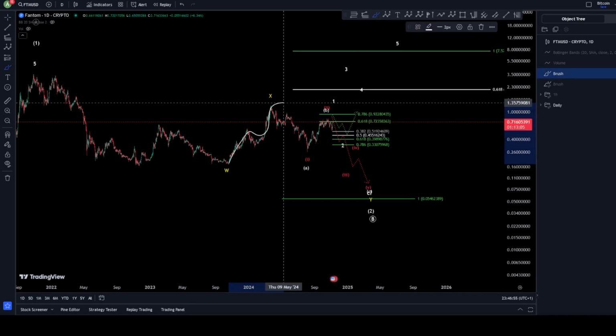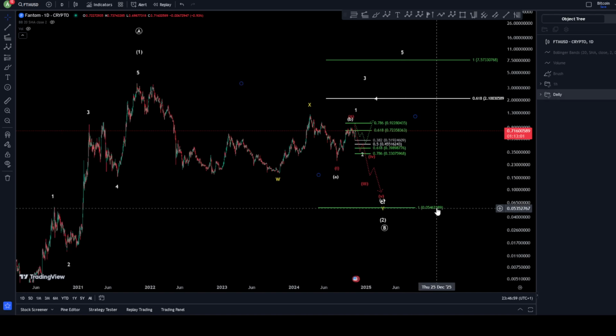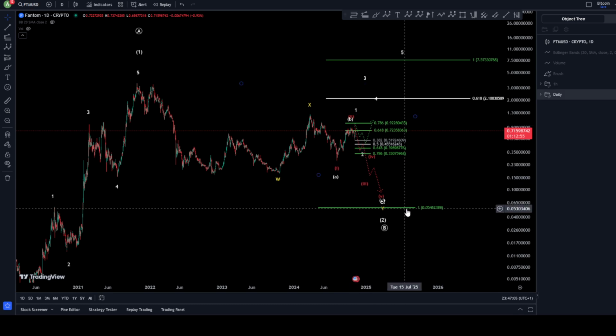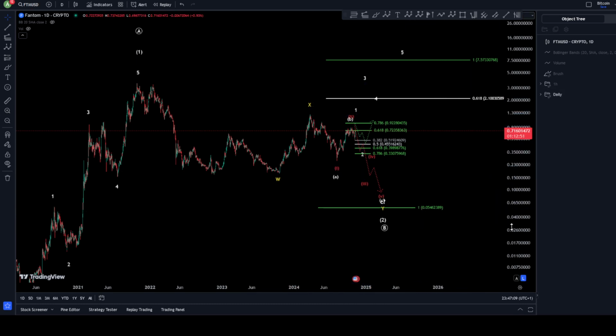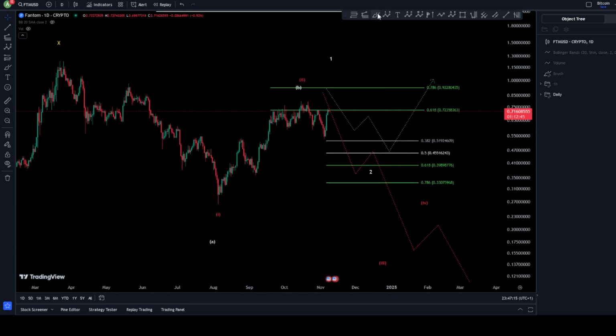And of course, we have an X, and this wave Y can reach your 1-to-1 fib level, taken from the top to the low of this correction. And of course, based on the X as well. So we might reach a little bit lower prices if we look closer inside this impulse here.